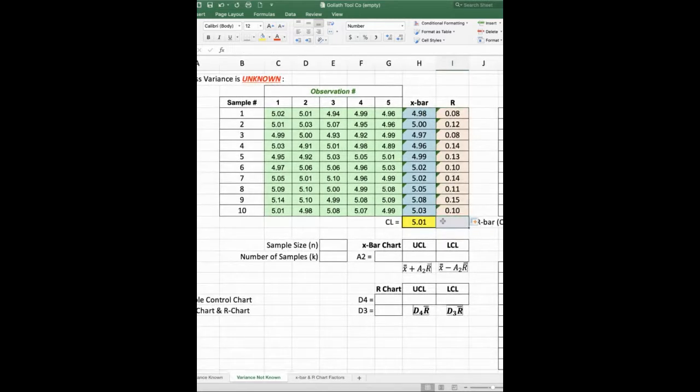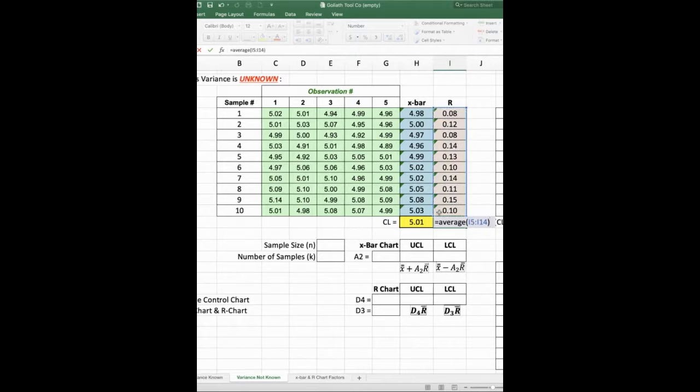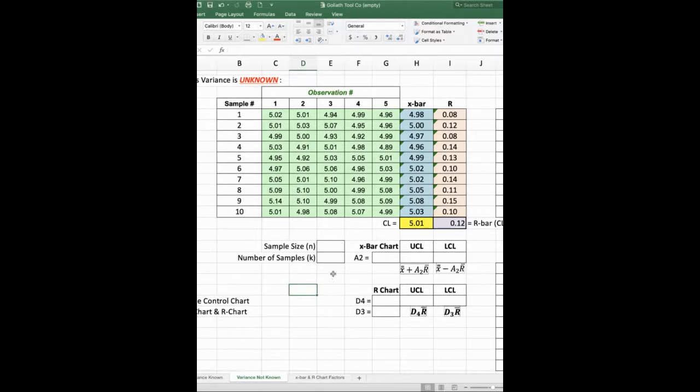And then we're going to calculate the average range. So we're going to again use the average function of all 10 of these values, and that's 0.12. So now we have all the information that we need to be able to calculate, and I'm going to save here quickly, that we need to calculate our X bar chart and R chart, excuse me. Again, our sample size, we're taking 5 samples, and we do that 10 times.